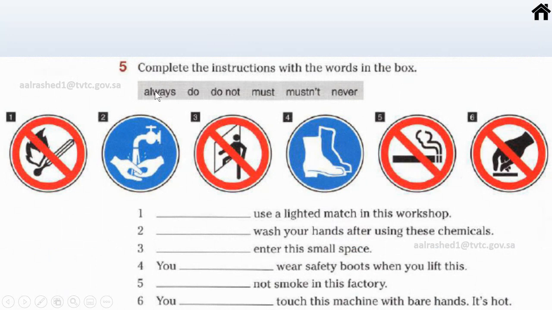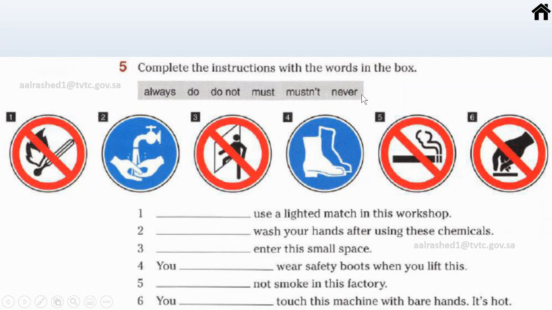So we have always, which means 100% of the time you must do it. Do, similar in meaning to always. Do not, the opposite of do. Must, similar meaning to do. Mustn't is the negative form. And we have finally never. Never is the opposite of always. Bear in mind that with do not, if you put it at the beginning, and the sentence isn't a question, you don't need a subject. You don't need you.